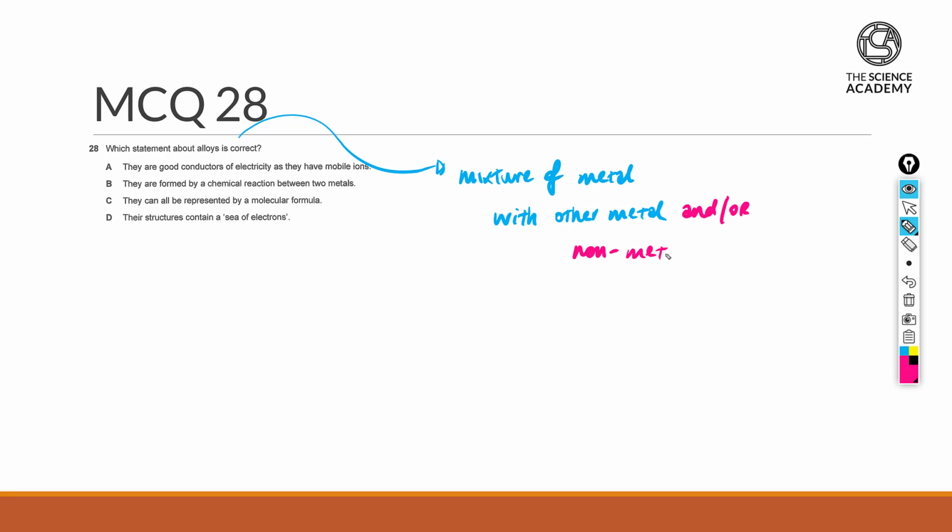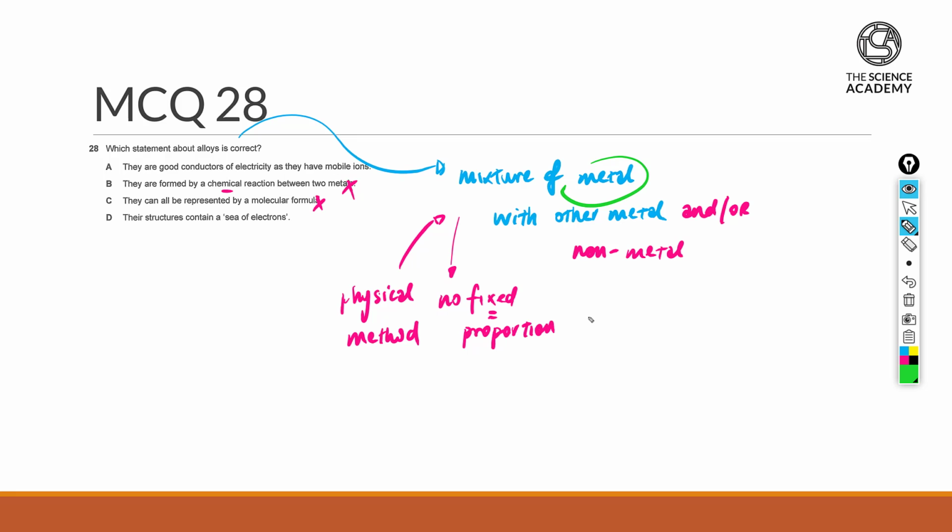non-metals. Now, by indicating that it's a mixture, that means that there is no fixed proportion, and the act of creating a mixture is via a physical method rather than a chemical method. So I will say that a chemical reaction between two metals is not true because it should have been a physical reaction, and since there's no fixed proportion, it could not have been represented with a molecular formula. But the base of any alloy would have always been a metal itself.